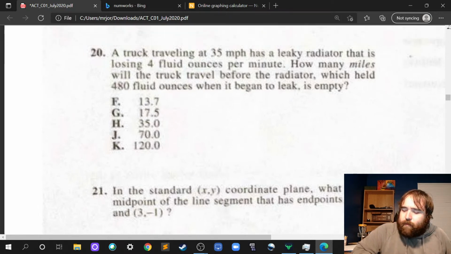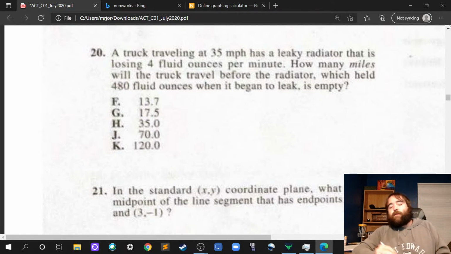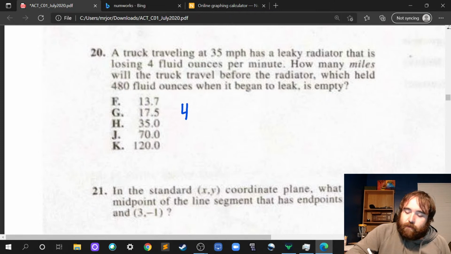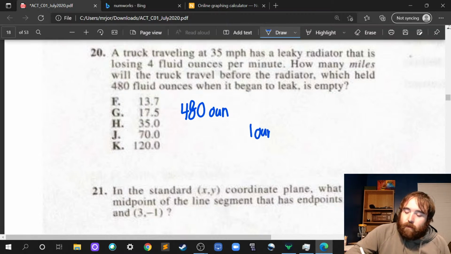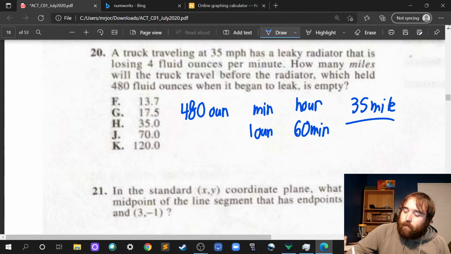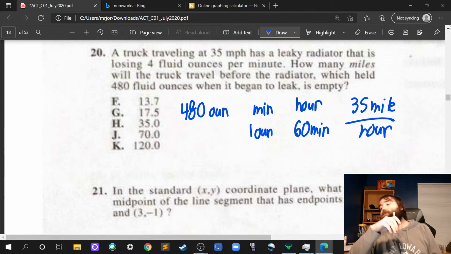Alright, a truck traveling at 35 miles an hour has a leaky radiator that's losing 4 ounces of fluid per minute. How many miles will the truck travel before the radiator, which holds 480 ounces, is empty? Cool. That's a fun problem. So it's dimensional analysis, right? We're going to start with 480 ounces. And he's doing an ounce per minute. And there's 60 minutes in an hour. And he's going 35 miles per hour.